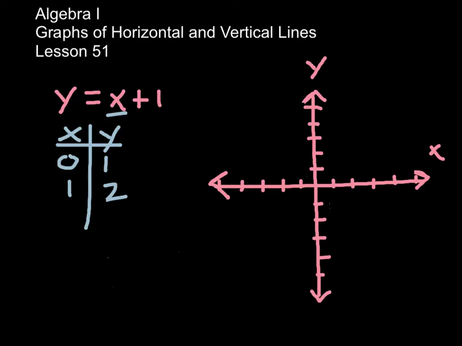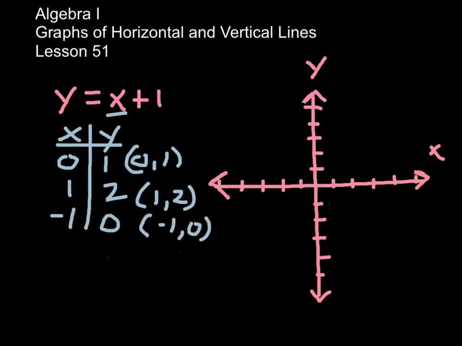Now, before I continue, remember, so far I have the ordered pair 0, 1, and I have the ordered pair 1, 2. I'm going to use a negative. I'm going to put negative 1 in for x. So let's see, a negative 1 plus 1 would be 0. So y would be 0 when x is a negative 1. So I have a negative 1, 0. And let's find one more. I'm going to use a negative 2. And let's see, a negative 2 plus 1 is a negative 1. So my ordered pair would be a negative 2, negative 1. Now, if I did this correctly, I should get a graph that's a straight line.